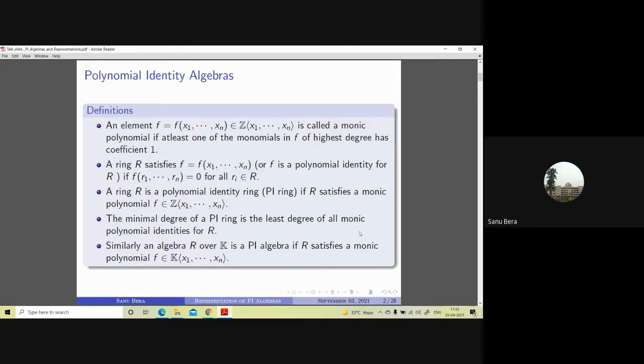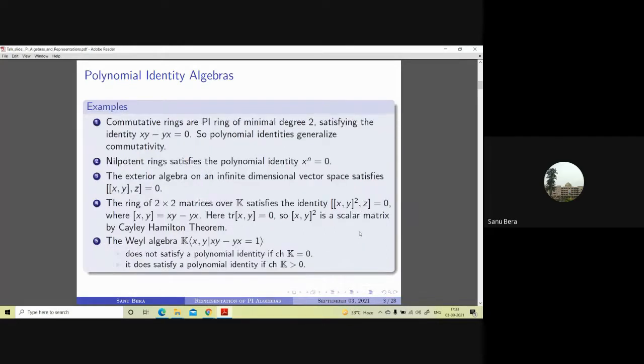Next, we will take some examples. One obvious example is commutative rings. All the commutative rings that we have known previously are obviously polynomial identity rings. They satisfy the monic polynomial xy minus yx equals 0, and this is the least degree polynomial identity for commutative rings. Its minimal degree is 2. But in general, finding the minimal degree is a difficult problem. We will show later how we compute the minimal degree for a general algebra. So polynomial identities generalize the notion of commutativity, and we will later see more examples.